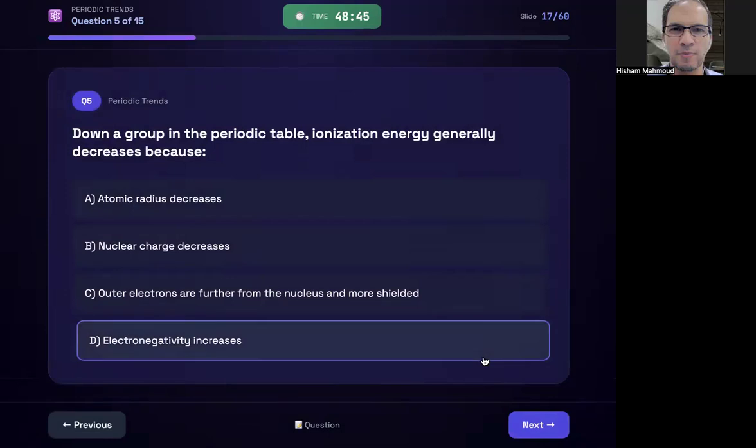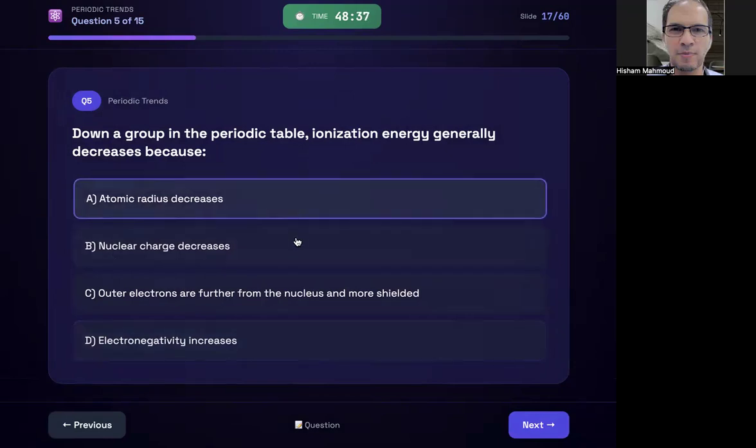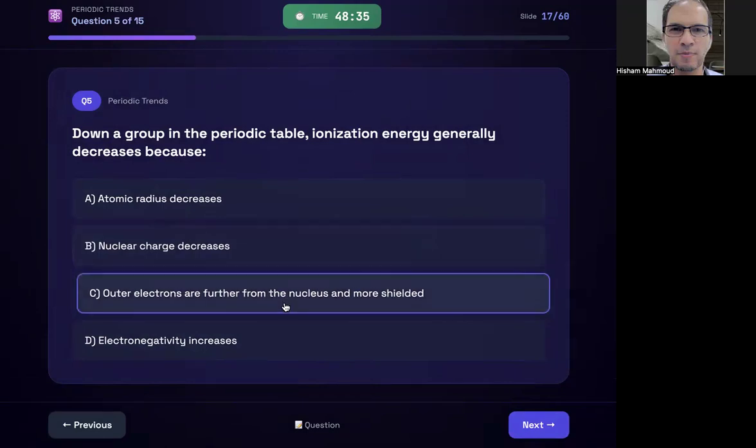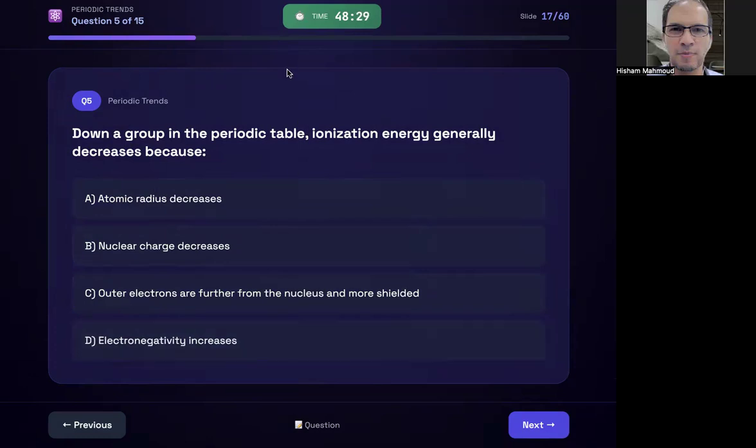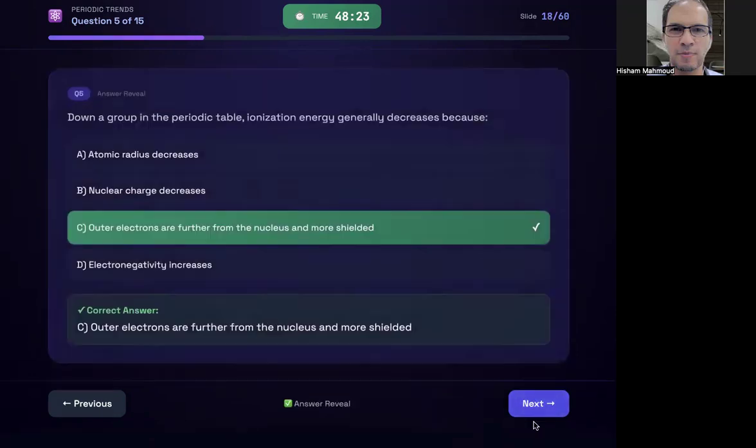In the next question, we ask, down a group in the periodic table, ionization energy generally decreases. But why is that? Is it because the atomic radius decreases, the nuclear charge decreases, outer electrons are further from the nucleus and more shielded, or electronegativity increases? Let me give you a chance so you can answer this in 5 seconds. Down a group, the answer is: outer electrons are further from the nucleus and more shielded.